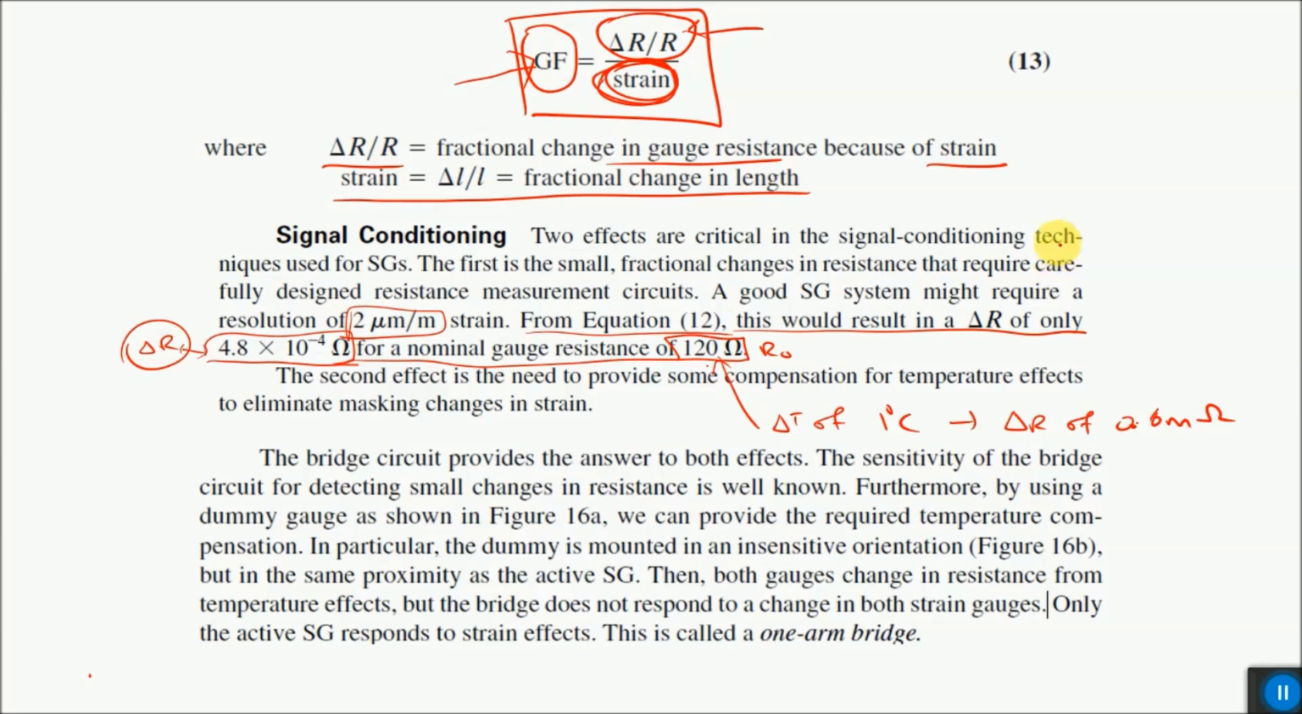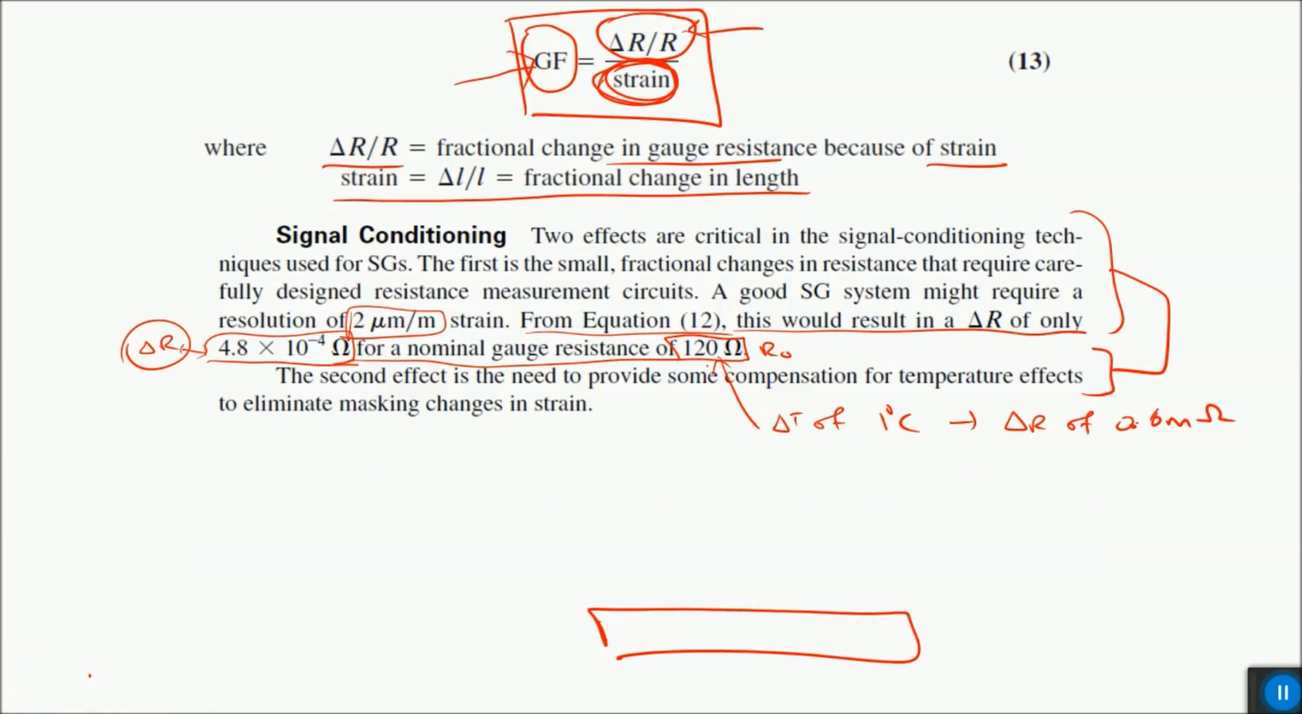And to tackle both of these issues, both have the same solution. And that solution is to use a bridge circuit. A bridge circuit has a very high resolution, and it is an excellent circuit to detect small changes in resistance. And also, we can use a compensation sensor, a dummy strain gauge mounted in an opposing leg of that bridge circuit to compensate for the effects of temperature. And that configuration is called a one-arm bridge. So let's go to the one-arm bridge and let's see how it works.